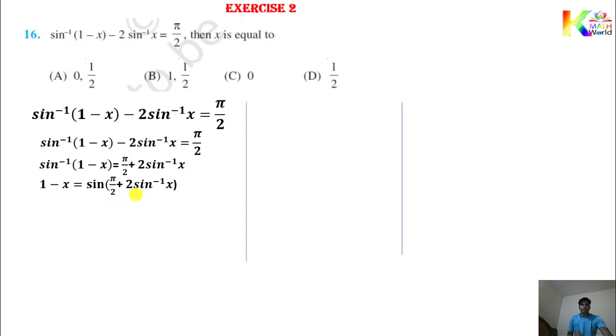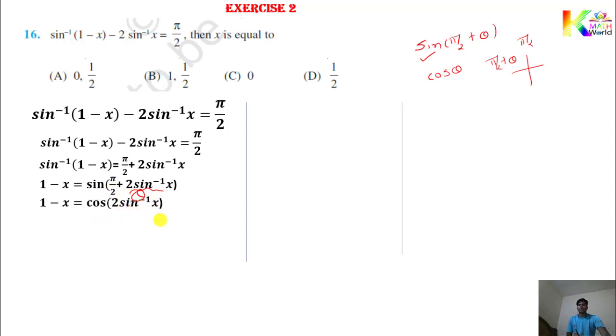Suppose we consider this 2 times sine inverse x as theta. Then what do you get? Sine of 90 plus theta. Here you get 90 plus, which means second quadrant. In the second quadrant sine is positive, and at 90 the function changes. So the answer is cos theta. Theta is 2 times sine inverse x, so we get 1 minus x equals cos of 2 times sine inverse x.